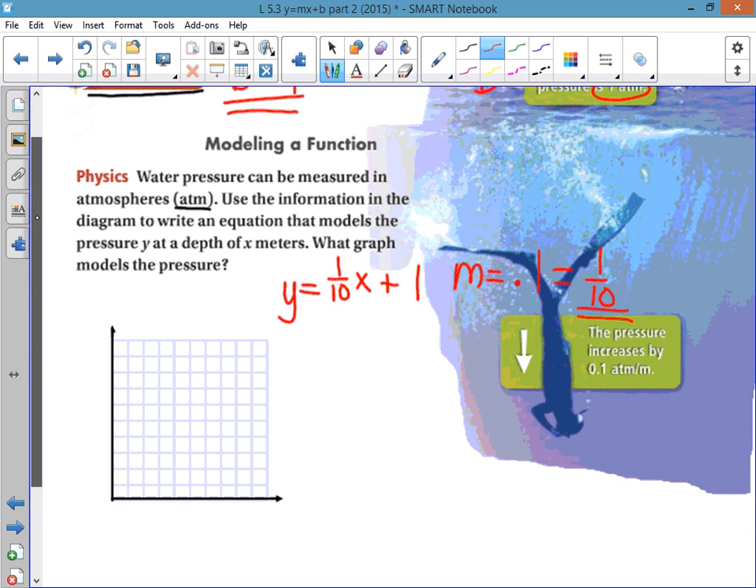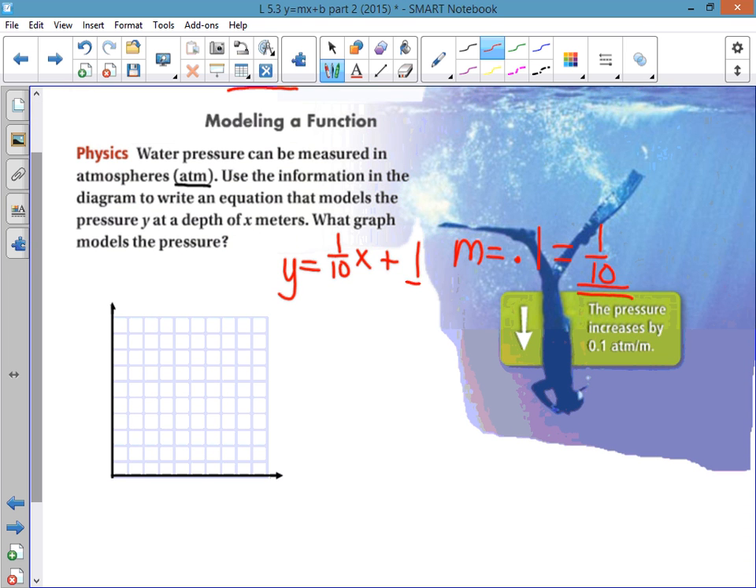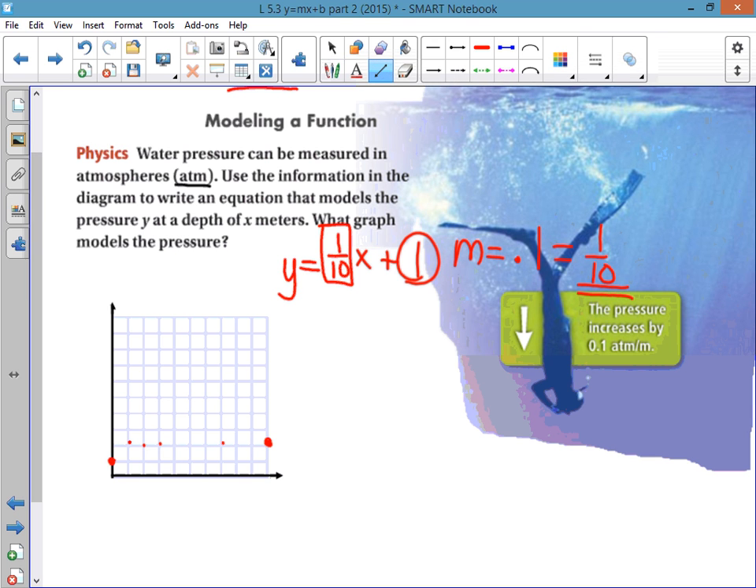To graph that equation, I'm going to use the beginning point, which is 1. So I'll move up on the y-axis to 1 and put a point there. And then I'll use the slope, which is 1/10, which means up 1 over 10. So I'll go up 1 over 1, 2, 3, 4, 5, 6, 7, 8, 9, 10. Now a good graph would consist of more points than that, but since the numbers are so large, I'm just going to use the 2 points, and that's my graph.